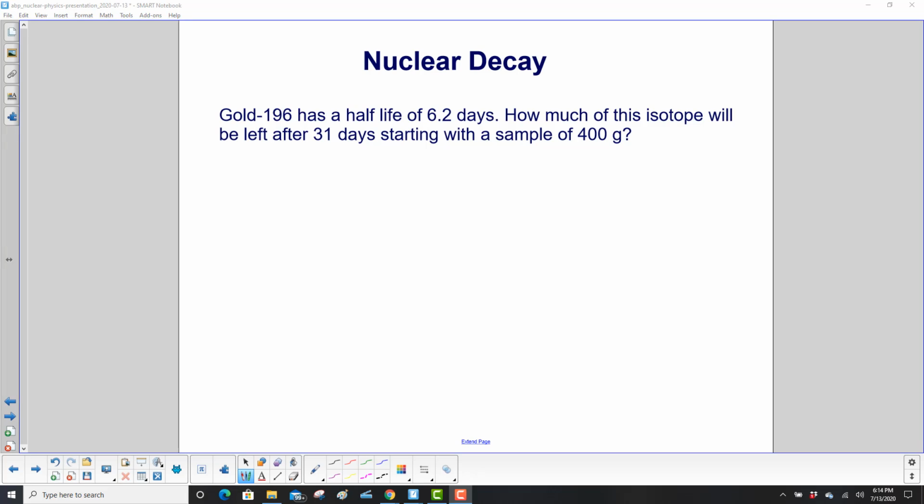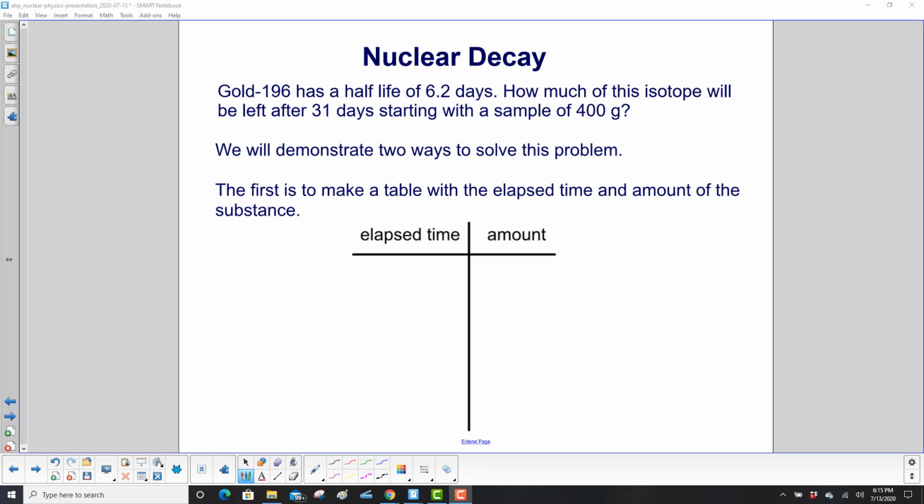Gold 196 has a half-life of 6.2 days. How much of this isotope will be left after 31 days, starting with a sample of 400 grams? We'll demonstrate two ways to solve the problem. One is the brute force method. We will make a table with the elapsed time and the amount of the substance present at that time.